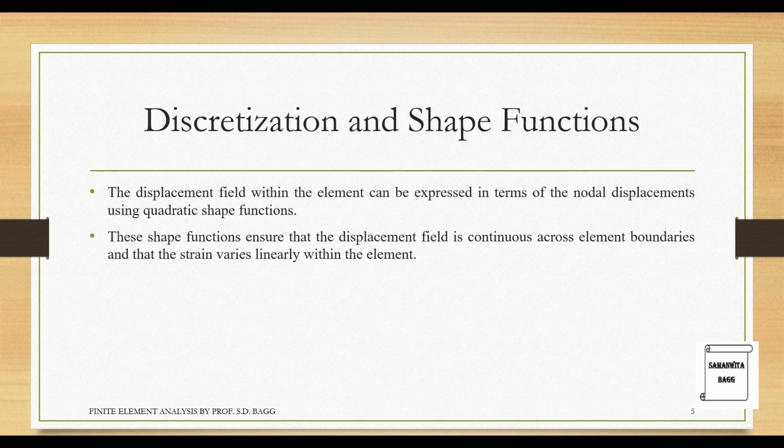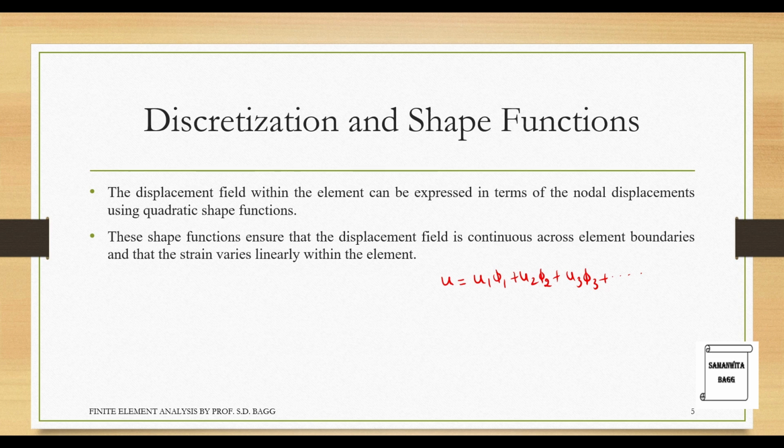Discretization and shape functions. The displacement field within the element can be expressed in terms of the nodal displacements using the quadratic shape function. The basic equation always remains the same, that is u is equal to u1 phi 1 plus u2 phi 2 plus u3 phi 3 and so on and so forth till the sixth node.